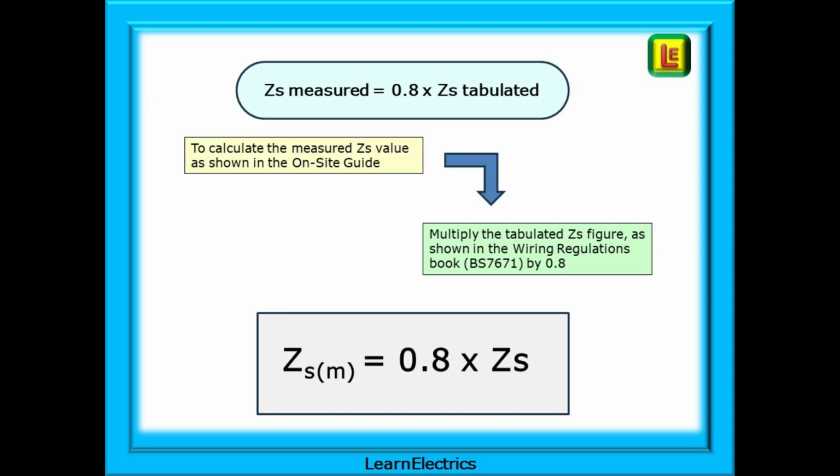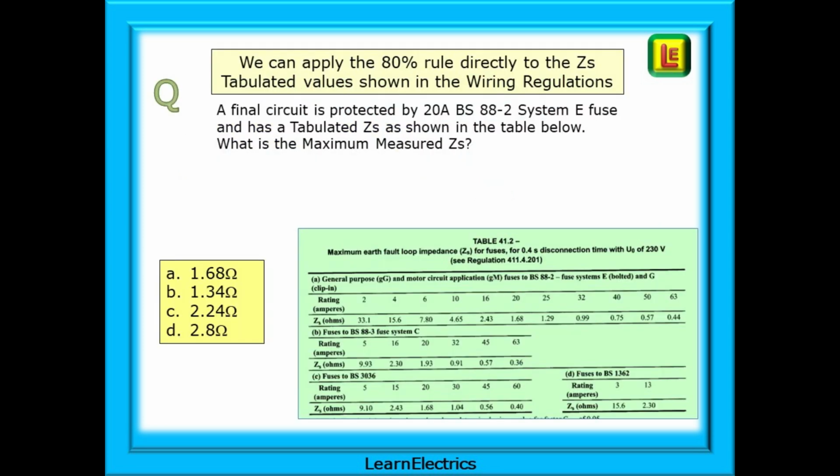ZS measured is equal to 0.8 times ZS tabulated. To calculate the measured ZS value as shown in the on-site guide, just multiply the tabulated ZS figure as shown in the wiring regulations book by 0.8. Returning to the question then, let's remind ourselves. A final circuit is protected by a 20 amp BS7871 System E fuse and has a tabulated ZS value as shown in the table below. What is the maximum measured ZS?